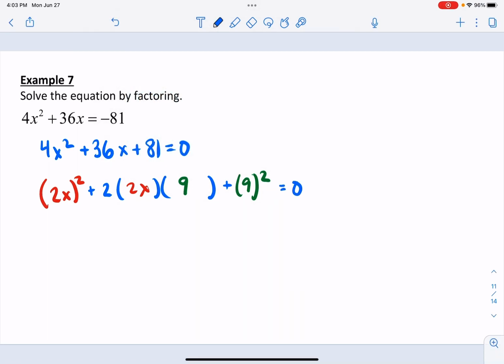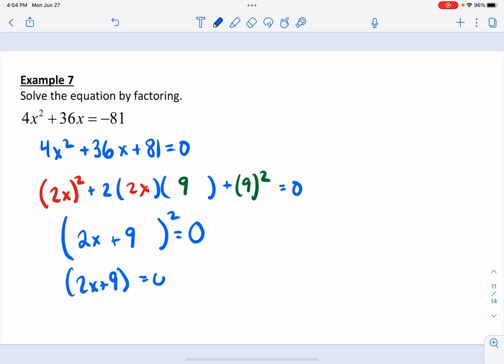It's still equal to 0. And so this is a perfect square trinomial. So 2x plus 9, meaning each one of these factors, since there is 2 of them, should be equal to 0. You get the same thing because it's the same factor twice.